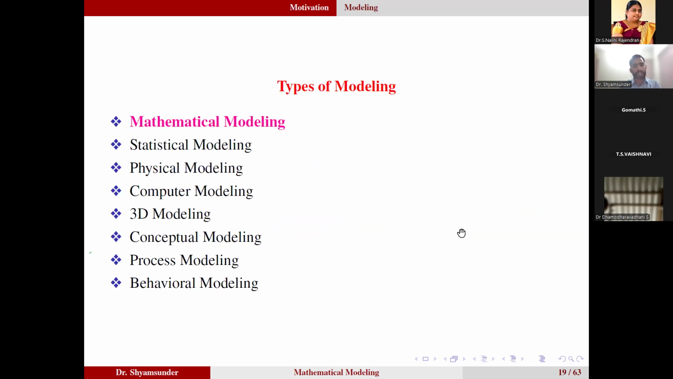Then the types of modeling. There are many types of modeling: mathematical modeling is one type, then statistical modeling, physical modeling, computer modeling, 3D modeling, conceptual modeling, process modeling, and behavioral modeling. Statistical modeling involves stochastic and probabilistic processes, physical modeling relates to environmental science and physical chemistry, and computer modeling includes computer virus modeling. There is also analytic modeling, which directly solves these problems.